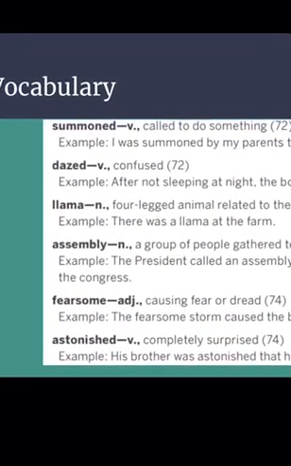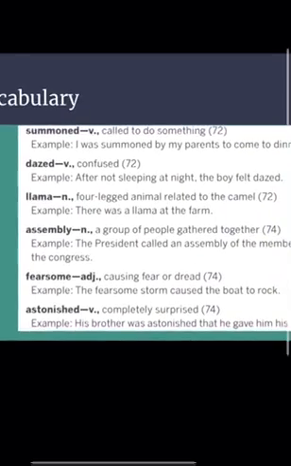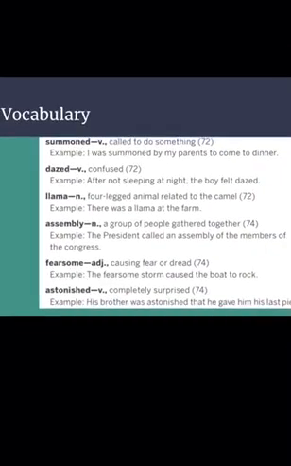Let me introduce to you the vocabulary words that you're going to see in your reading. Okay, first word is summoned. That means to be called to do something. For example, I was summoned by my parents to come to dinner. They asked you to come to dinner. Okay, next word is dazed. That means to be confused. For example, after not sleeping at night, the boy felt dazed. He felt confused. He needed that sleep.